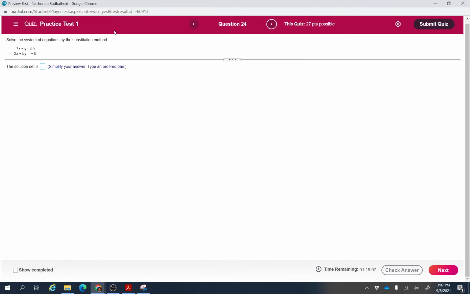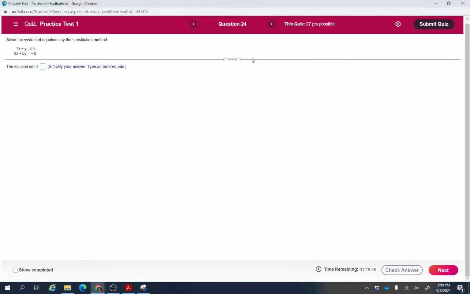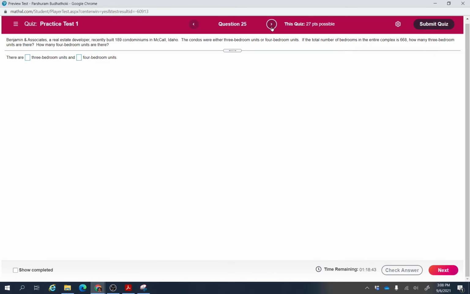So this is again solving the system of equations by using the substitution method. For this one, I would choose the first one and I would isolate y. I will just keep y on the left side, bring everything else on the right side, and then substitute that y in the second equation. I'm going to repeat the same thing we did in the previous problem, so you can do it, and I'm going to skip it.